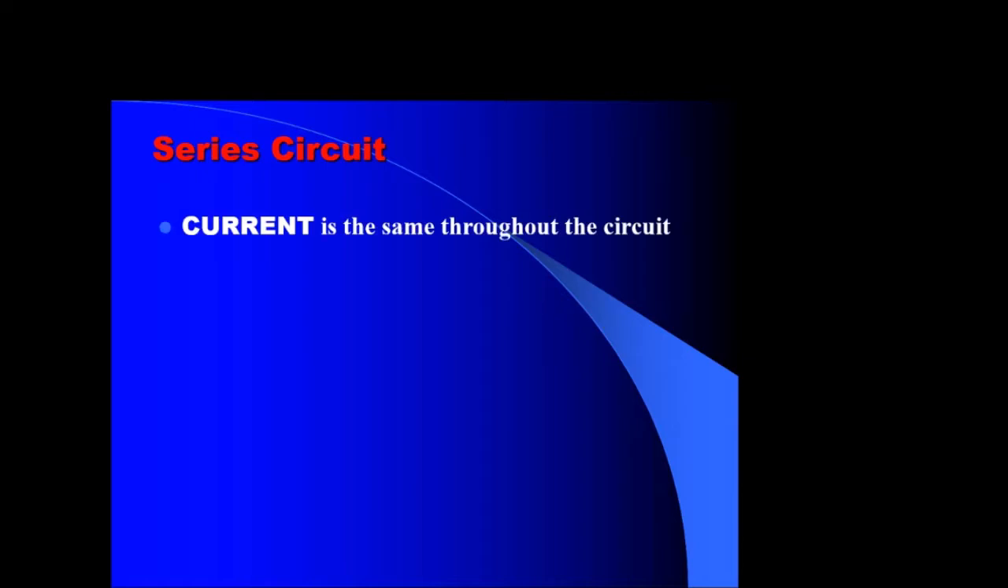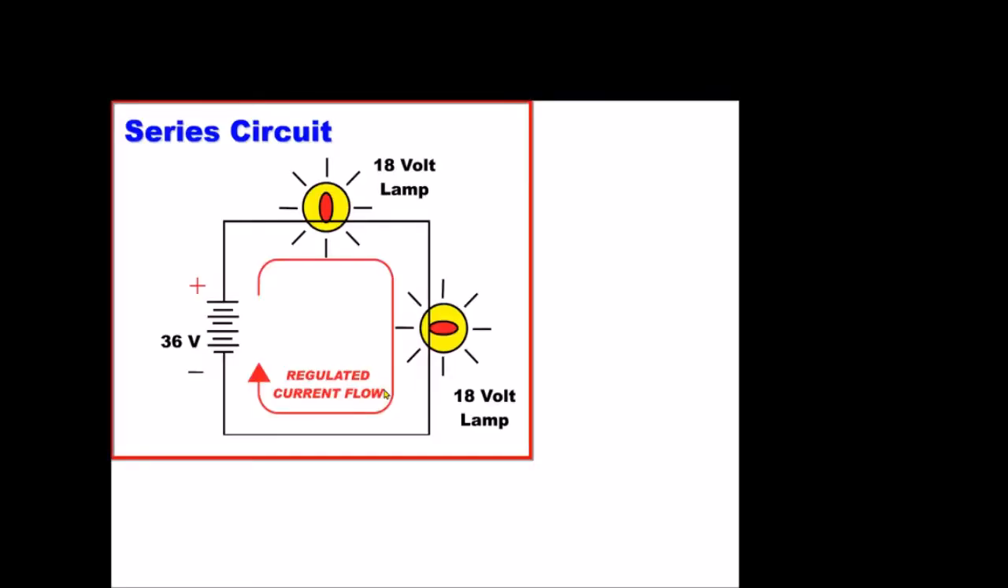So we've talked about series circuits. Series circuits basically are where current is the same throughout the circuit. Voltages add up throughout the circuit. So let's take a look. Here's our standard series circuit, and we have a 36 volt battery. Now we have 2 lamps.